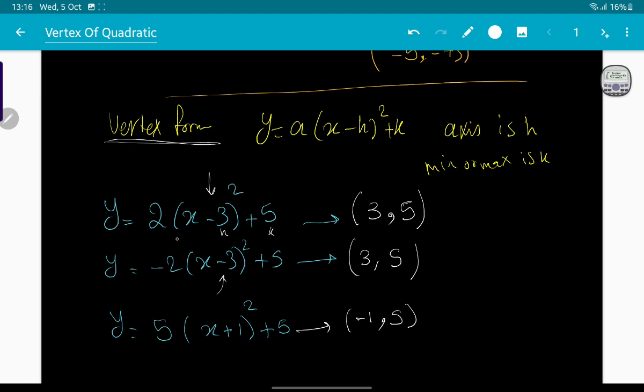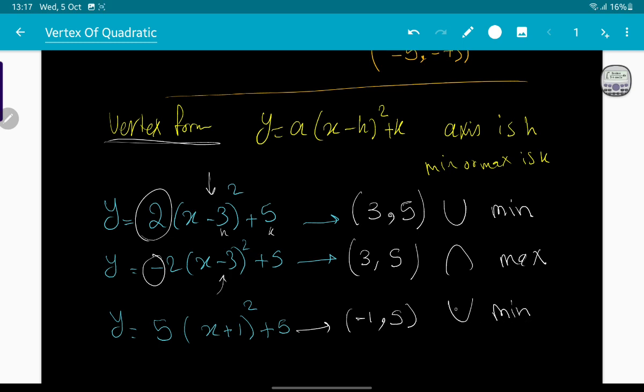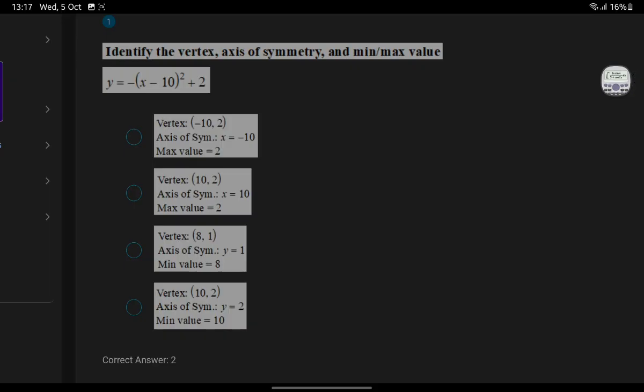Okay, the first one here, this graph is positive, so it opens upwards, so it has a minimum. This one is negative, so it has a maximum. This one is positive, so it has a minimum. Again, one question from your assignment.